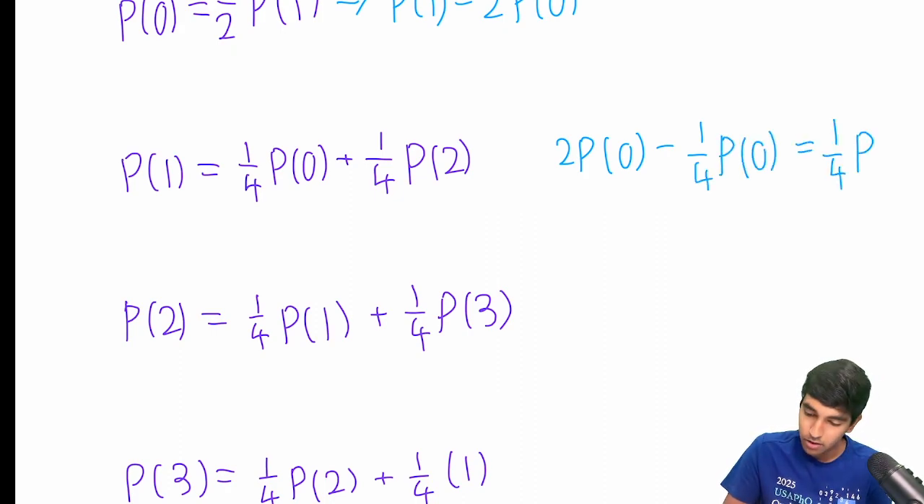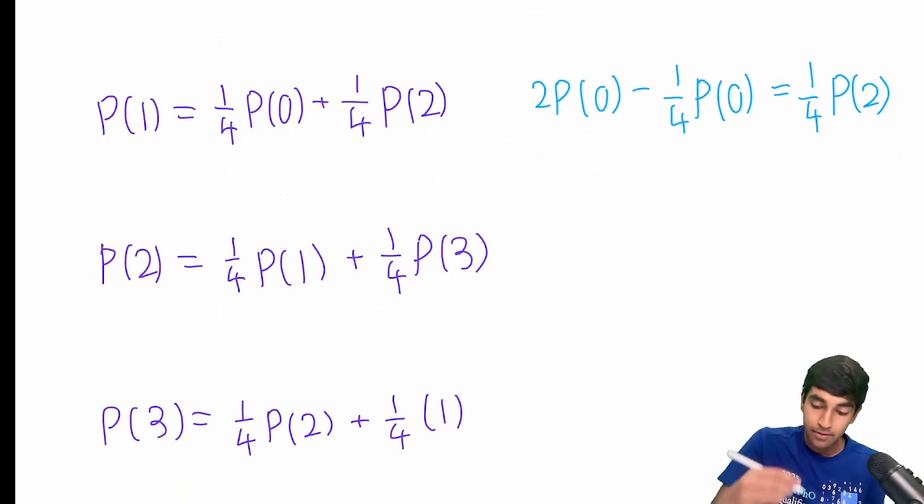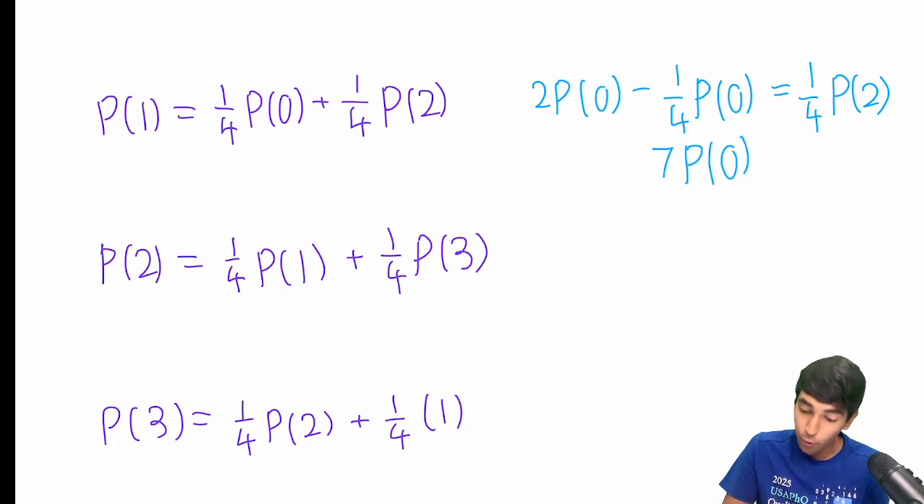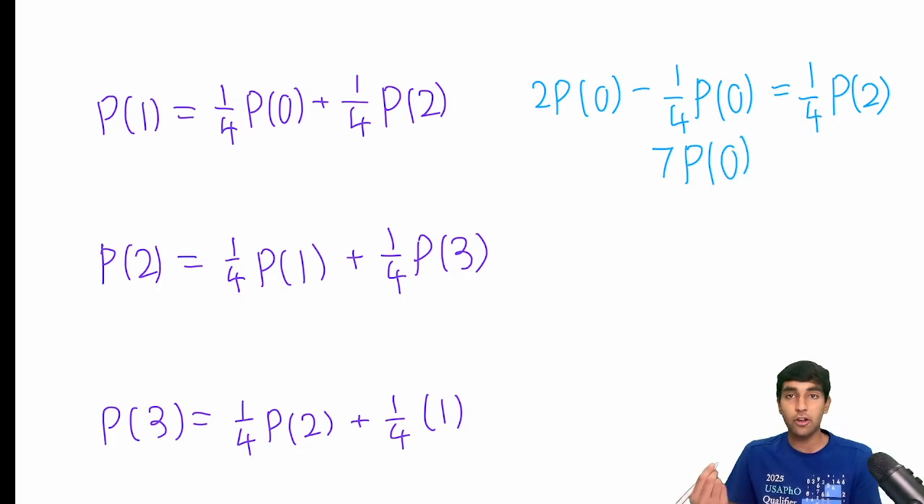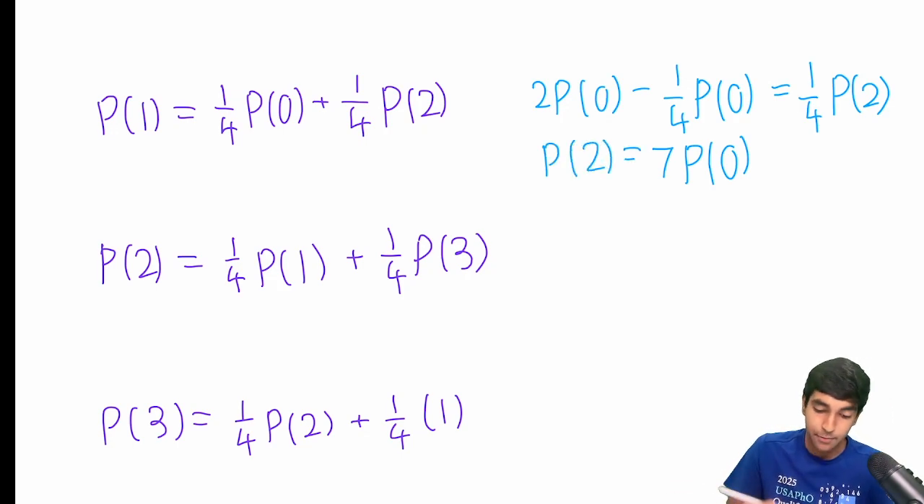And yeah, this is a pretty straightforward process. So we multiply both sides by 4. The left-hand side is 7/4 P of 0, but times 4, so 7P of 0. And this is equal to 4 times 1/4 P of 2, that's just P of 2. I'm just going to write it on this side. Okay, so now we have our second relation. I'm just going to box this one.